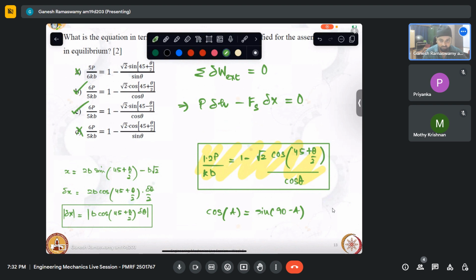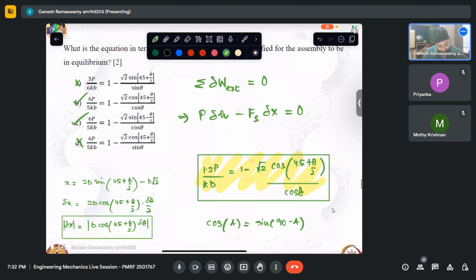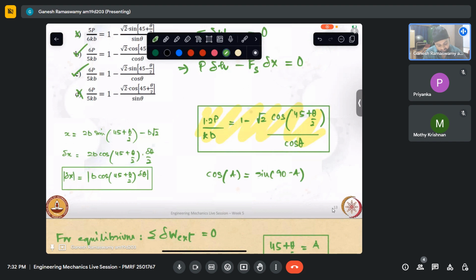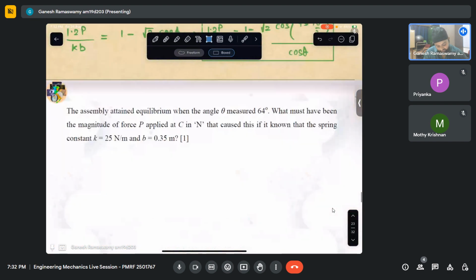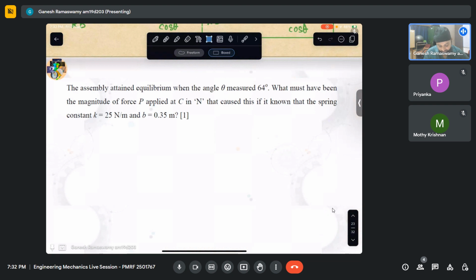So we have got one expression which satisfies the condition for equilibrium and gives us the relation between active forces and the degrees of freedom. So let us look at the last question, what it says. The assembly attained equilibrium when theta measured 64 degrees. By some means, we have measured that it is 64 degrees when this attained equilibrium. What must have been the magnitude of force P applied at C that caused this, if it is known that the spring stiffness was this and B was this?